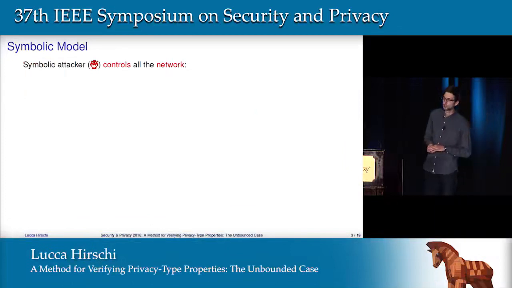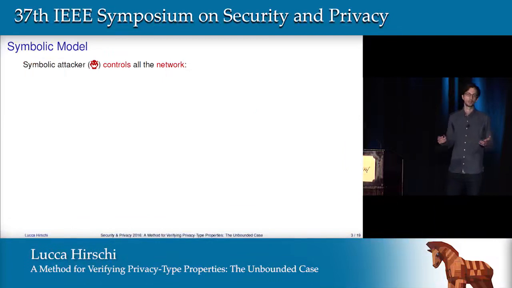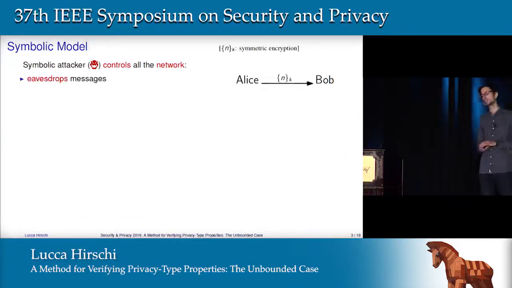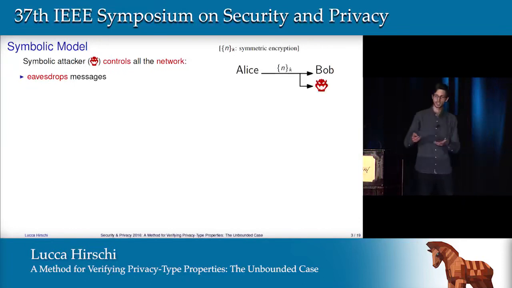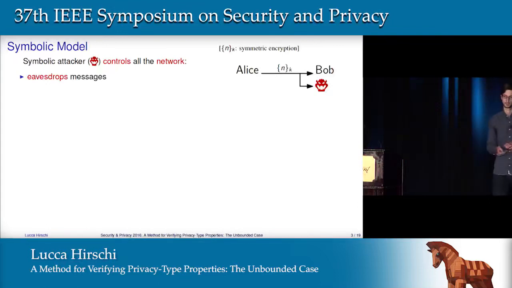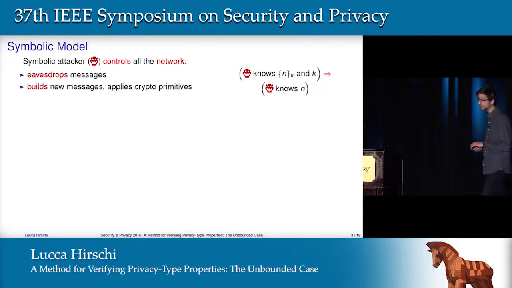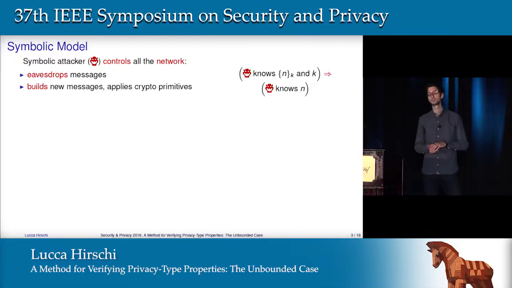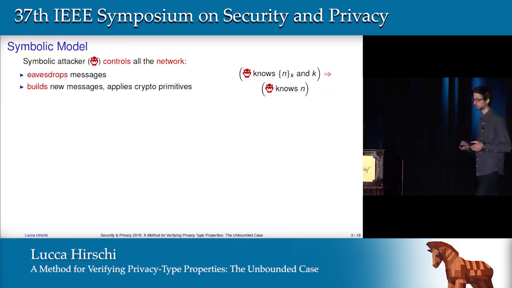We will work in the symbolic model, so I will recall its main features. We consider a symbolic attacker that controls all the network, meaning that it can eavesdrop messages. For example, if Alice sends this symmetric encryption of some message N with the key K to Bob, then the attacker can eavesdrop this message, and later on, he will be able to reuse this message to perform an attack. But it can also build new messages, possibly by applying cryptography. So, for example, if the attacker knows the ciphertext and the corresponding key, then he may deduce the corresponding plaintext. He just has to apply the decryption function.